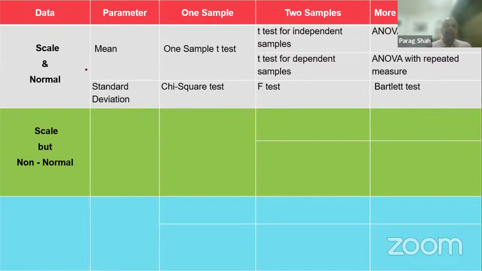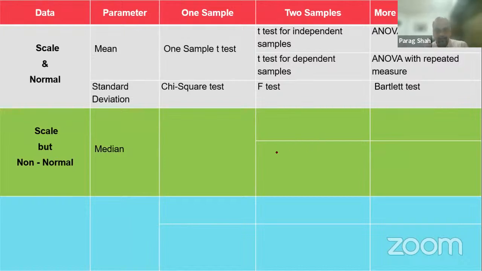If your decision variable is scale, but it is not normal, possibly the data is not normal, then we cannot go for mean, we have to go for median. That we have done in my first lecture. In my first lecture, we have done when to use mean, when to use median, when to use mode.